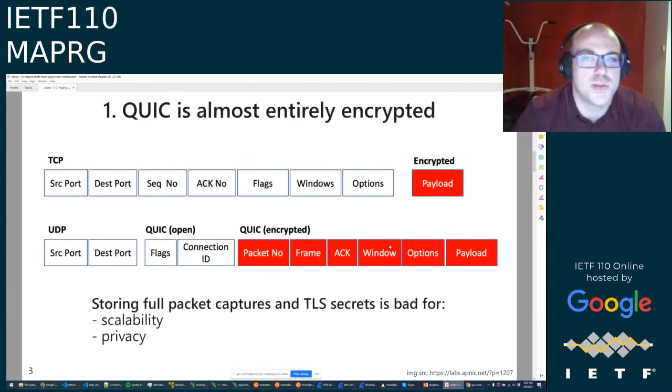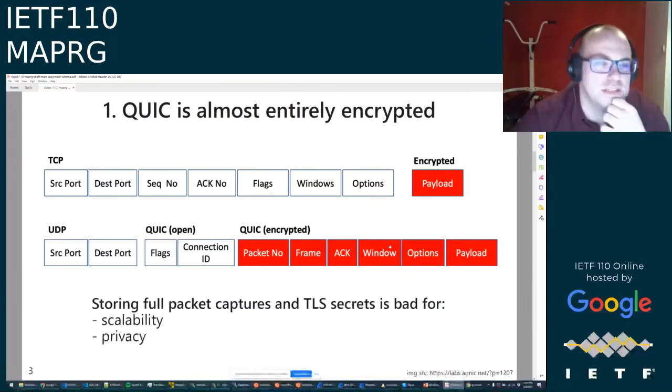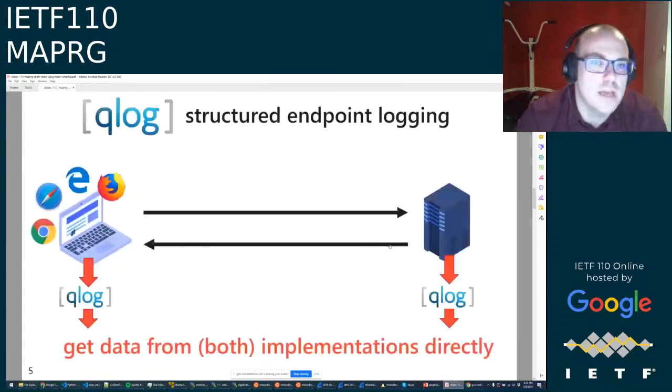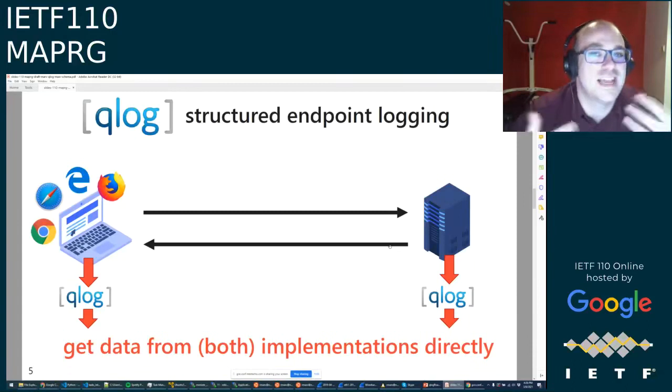I'm sure some of you have experienced this with encrypted application layer protocols in the past as well. There's a second long-standing problem with this, and that is that not all aspects of the protocol are reflected on the wire. For example, for transport, things like congestion control typically aren't seen, and so are difficult to analyze. So the solution that we proposed for QUIC was to instead move to logging at the endpoints directly in the implementations themselves. The core thing there is that we propose to do this in a standardized way.